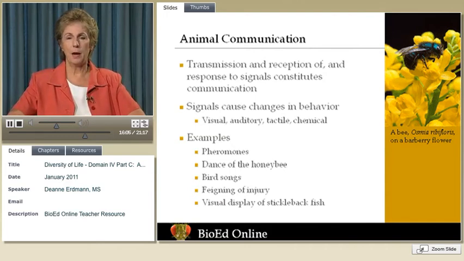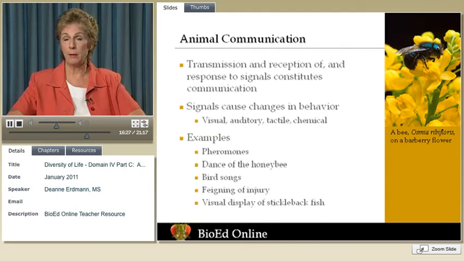Pheromones are chemicals that are emitted by different kinds of organisms. I can think of bees. Bees use pheromones to establish rank as to whether they're feeding and taking care of the larvae, nursery workers, or whether they're out providing defense for the hive, or they're collecting food.